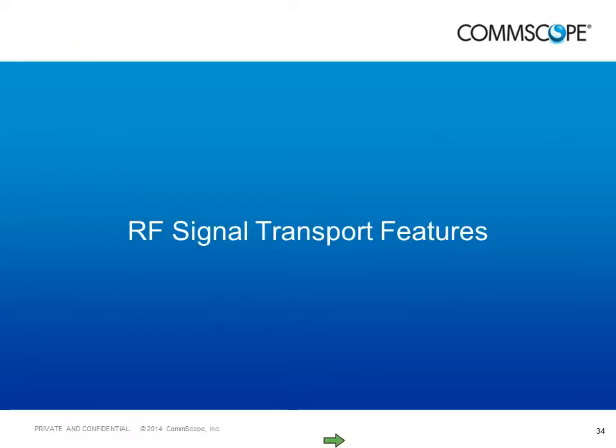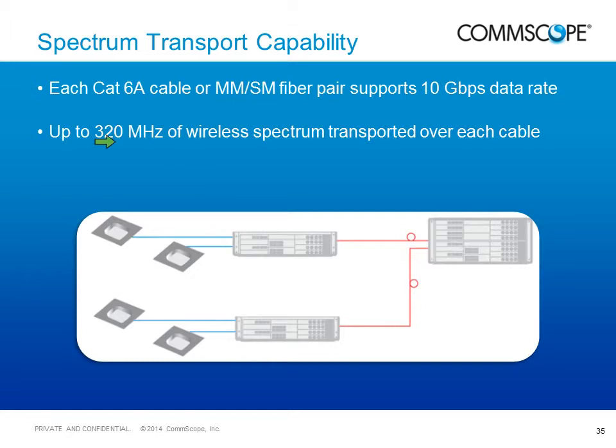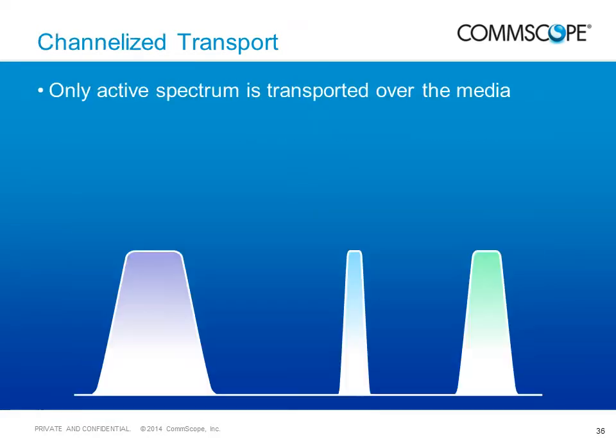We have a cable connection, whether it is Cat6a or fiber. As part of the ION-E, we can support up to 320 megahertz wireless spectrum over each cable. And this is the active spectrum, so this will support the entire commercial spectrum available in North America. When we detect the signals, we detect certain channels or bandwidths that are being transported, but we only transport the active spectrum. So we combine the spectrum into a window and transport that over the media.